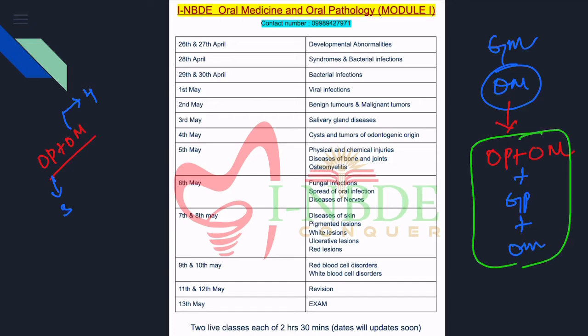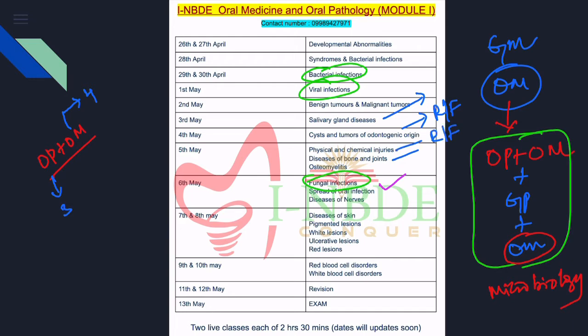For example, if you take the bacterial and viral infections, or list out the fungal infections, or the spread of oral infections, all these move around with a part of microbiology. You can consider it as oral microbiology, because general microbiology is very different from oral microbiology. Such things will be a combination of both. And in many topics, like cysts of odontogenic origin, salivary glands, diseases of bones and joints, or physical and chemical injuries, most of these are interconnected with a part of radiology.